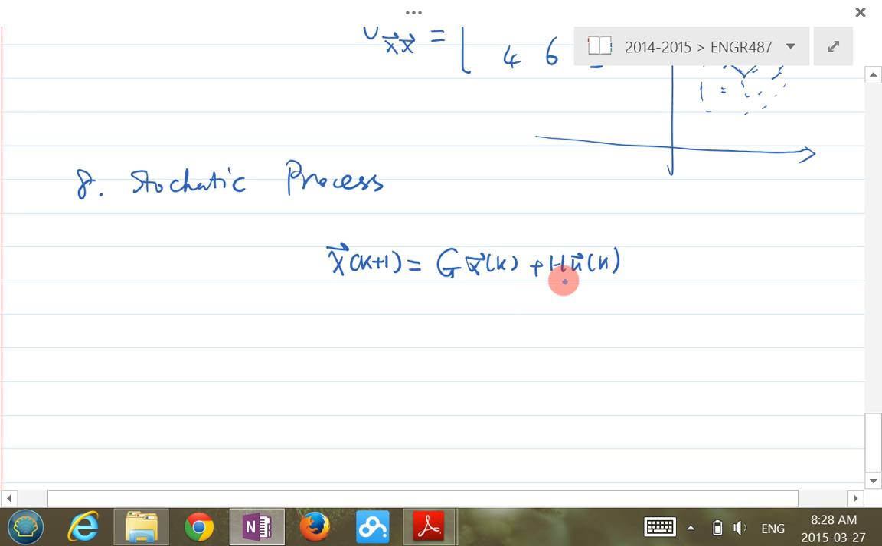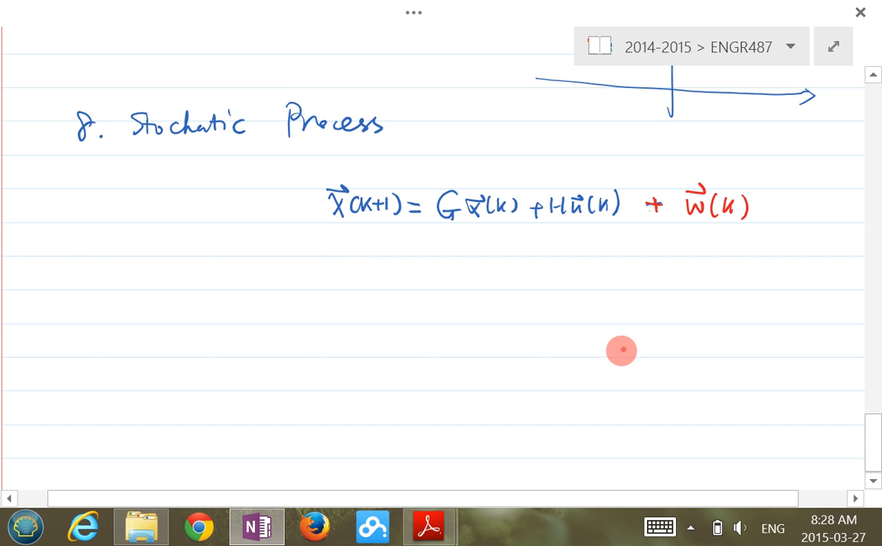Now we are going to consider a more general situation. The system is not clean; it's being contaminated by noise. This is called the process noise. The process noise is a stochastic process, and that results in the whole system, the state equations here, becoming a stochastic process. That's why I wanted to bring up this topic.